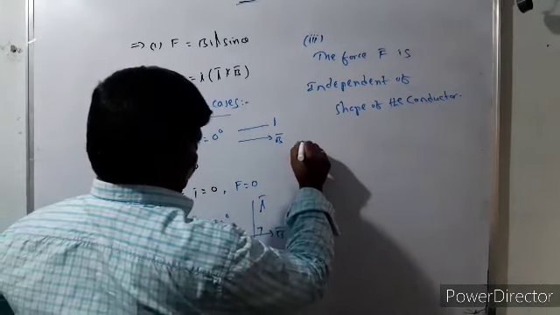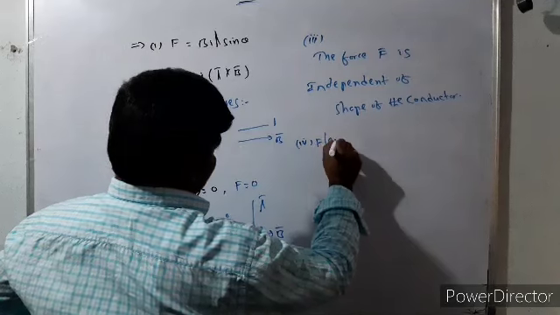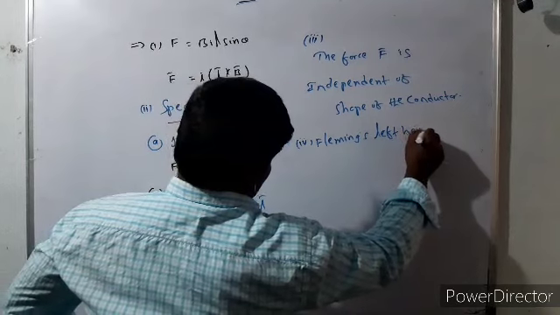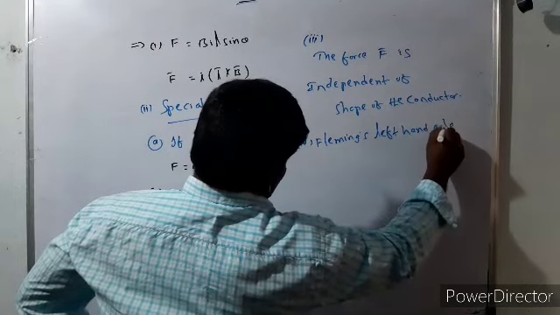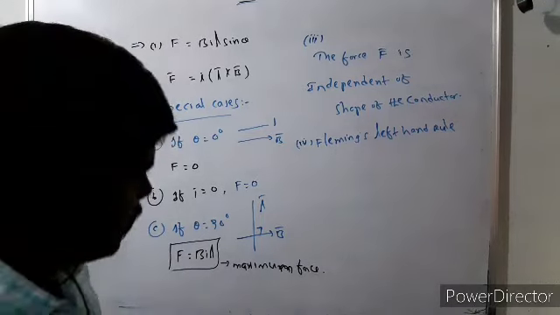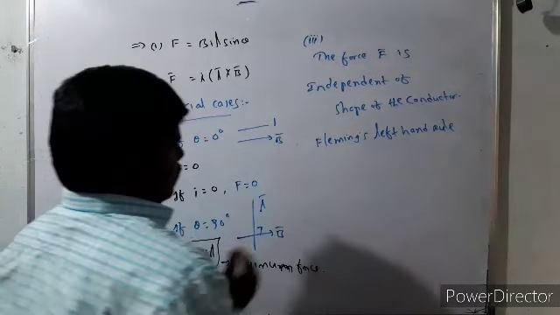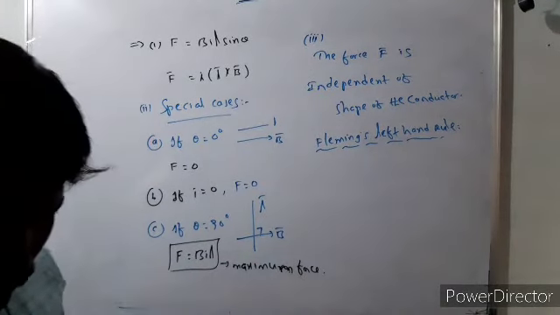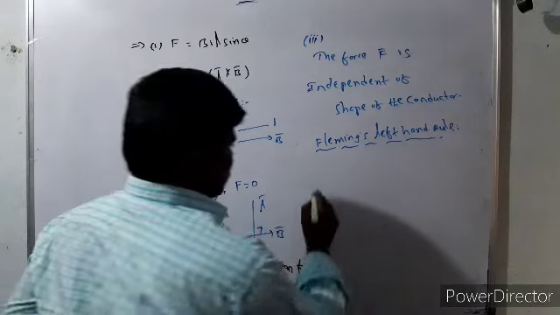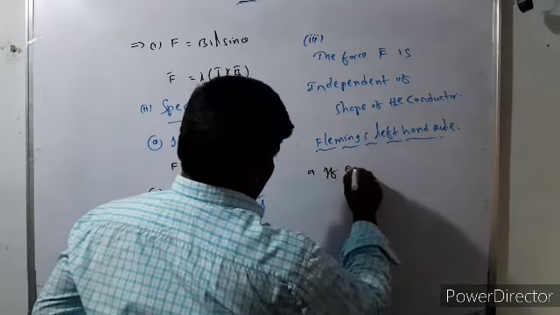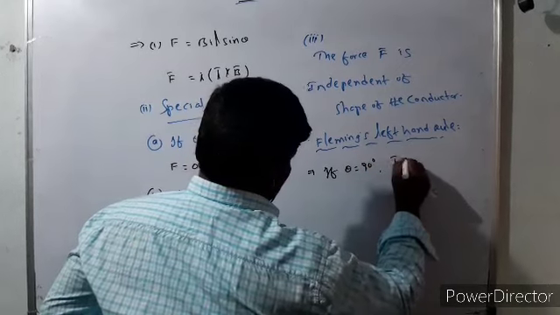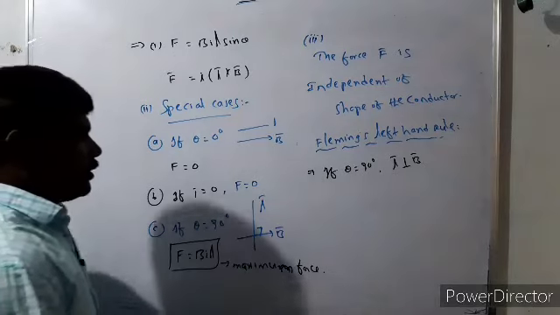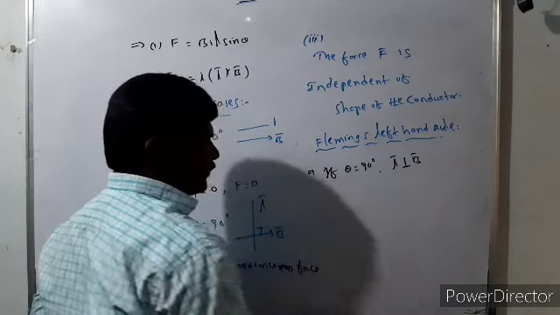Now next, Fleming's left hand rule. Actually, this is not the fourth one; the cases are completed. Now Fleming's left hand rule. What is Fleming's left hand rule? If theta is equal to 90 degrees, the length of the conductor and the magnetic field are both perpendicular. Now the direction of the force is given by Fleming's left hand rule.